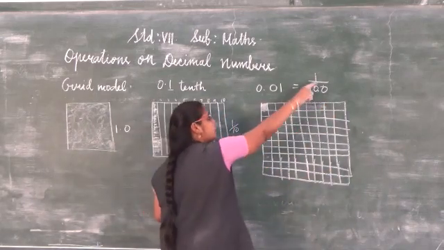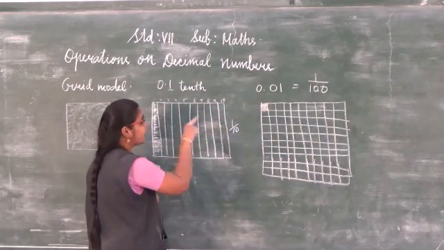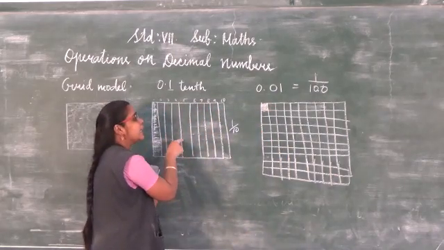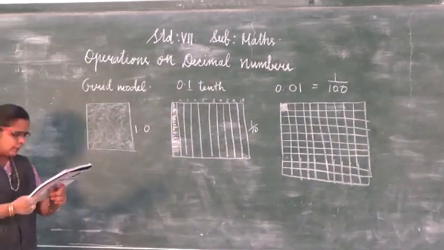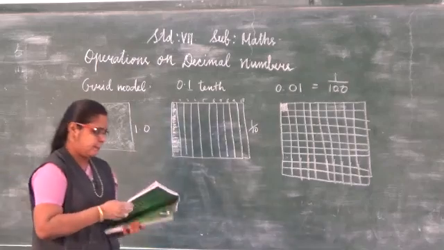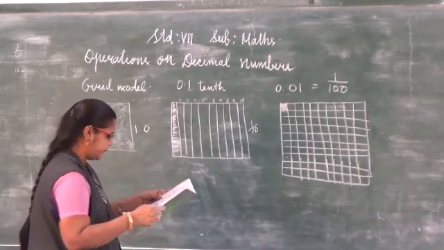How many parts should be shaded? Only 1 part should be shaded. This is the way you have to draw in the grid model. This model is the grid model. Now the next model is the place value model.